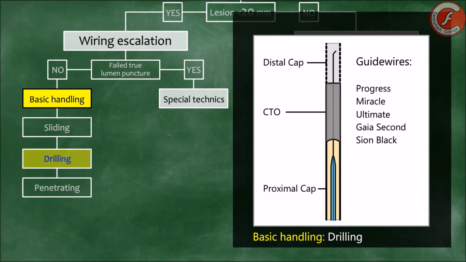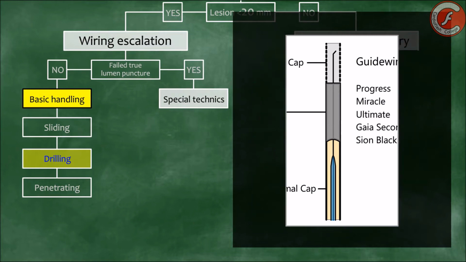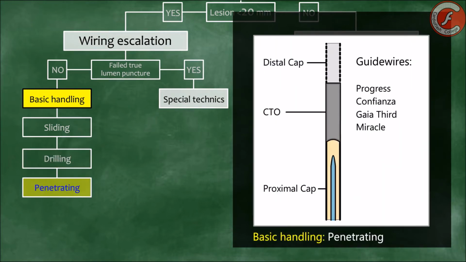And that is why it is necessary to use not only microcatheters, but also high support catheters, buddy wires, or sometimes guide extension catheters. And finally, the penetrating technique. With this technique, rigid guide wires with elevated tip loads are used. An example can be the Progress, Confianza, Gaia Third, or Miracle guide wires.